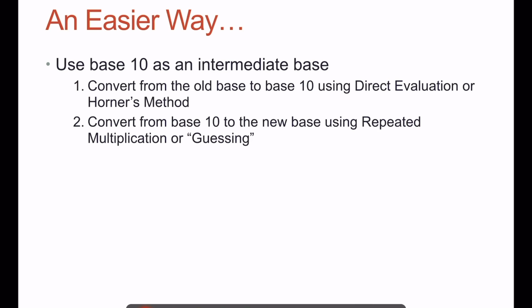But if instead of going, say, from base 5 to base 3, instead of doing your math in either radix 5 or radix 3 or something unpleasant, it's easier just to convert to base 10 in between. So then you could just convert whatever you have from the old base to base 10 using direct evaluation or Horner's method. I usually use direct evaluation. And then take your value that you got in base 10 and convert it using guessing or multiplication into your new base.